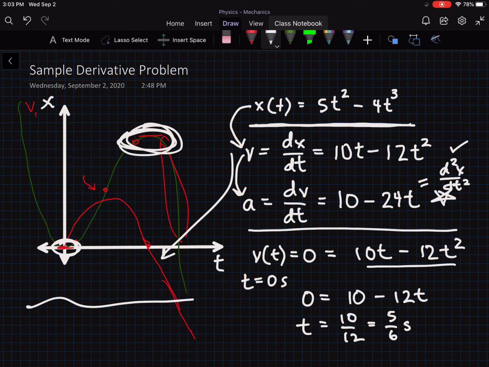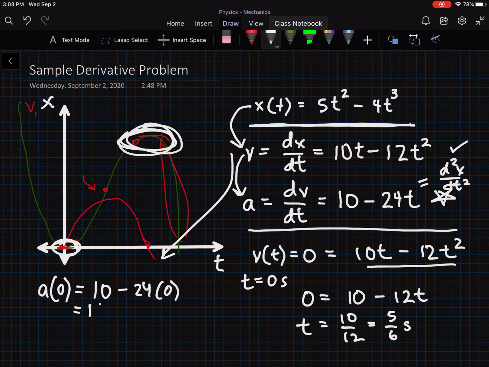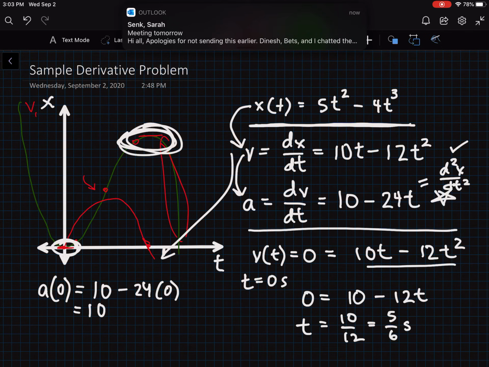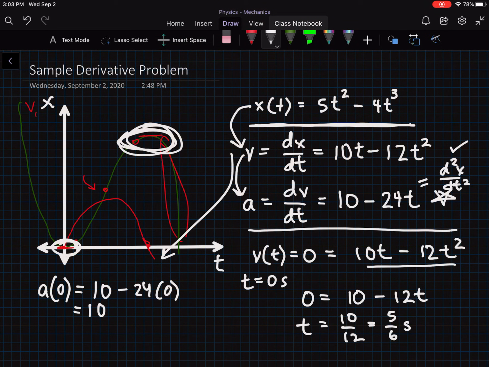So if we grab my eraser here again, make ourselves a little space down here underneath the graph, we can check that. And we'll grab my pen again. If we look at a at time equals 0, that's just going to be 10 because the second term in that function just goes to 0. So that's positive 10. That's concave up, and that is not going to cut it. That's not going to be a max. That's going to be a minimum. So we can get rid of that.